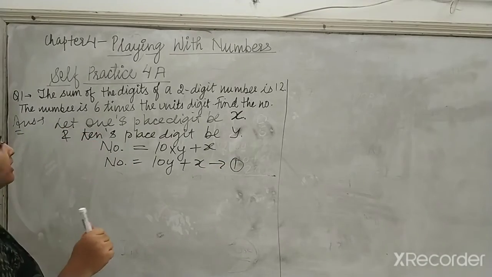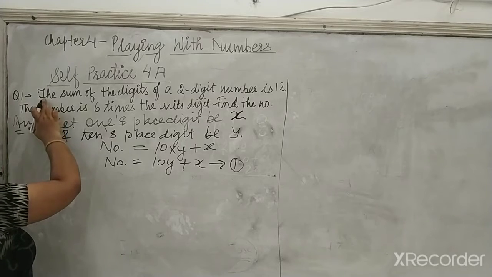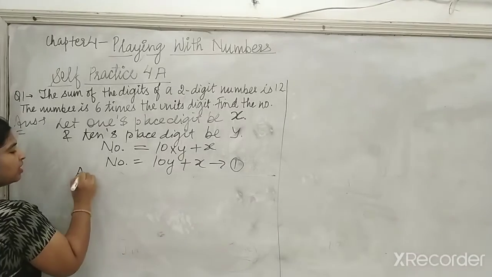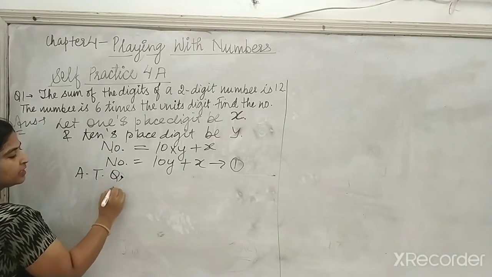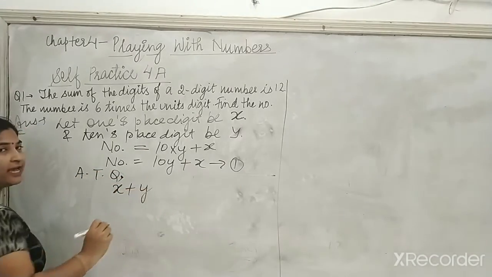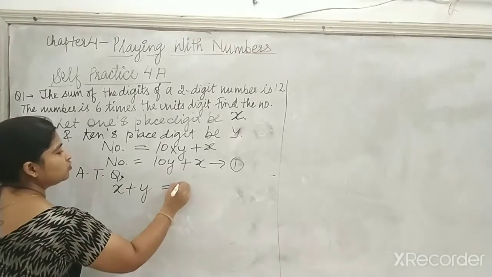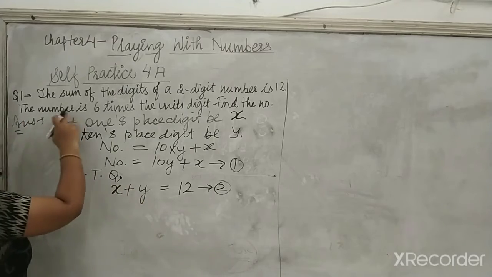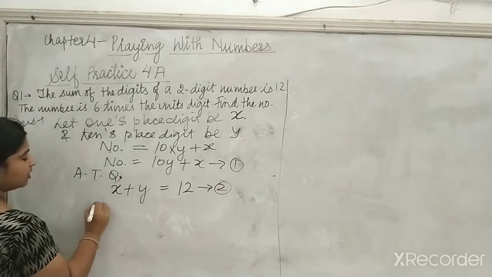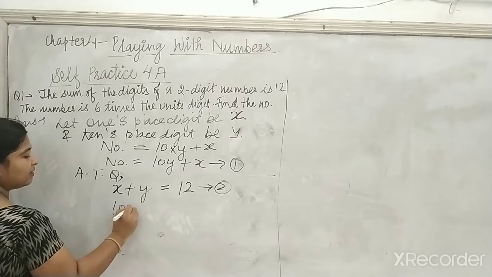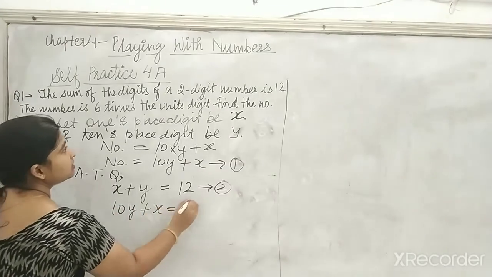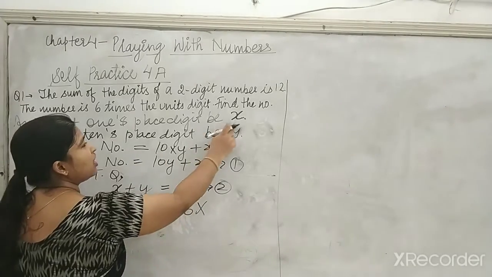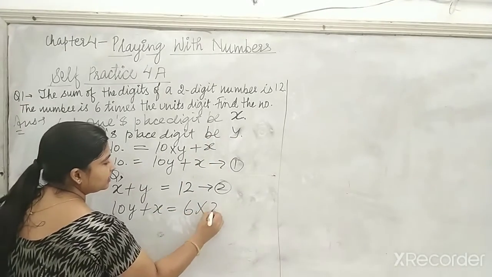Now we will move to the next. It is saying, the sum of the digits of a two-digit number. So what are the digits? According to the question, can I say sum of digits means x plus y is equal to 12? Equation number 2. Now, it is saying again that the number is 6 times the unit digit. What is the unit digit? The unit digit is your ones digit, that is x.